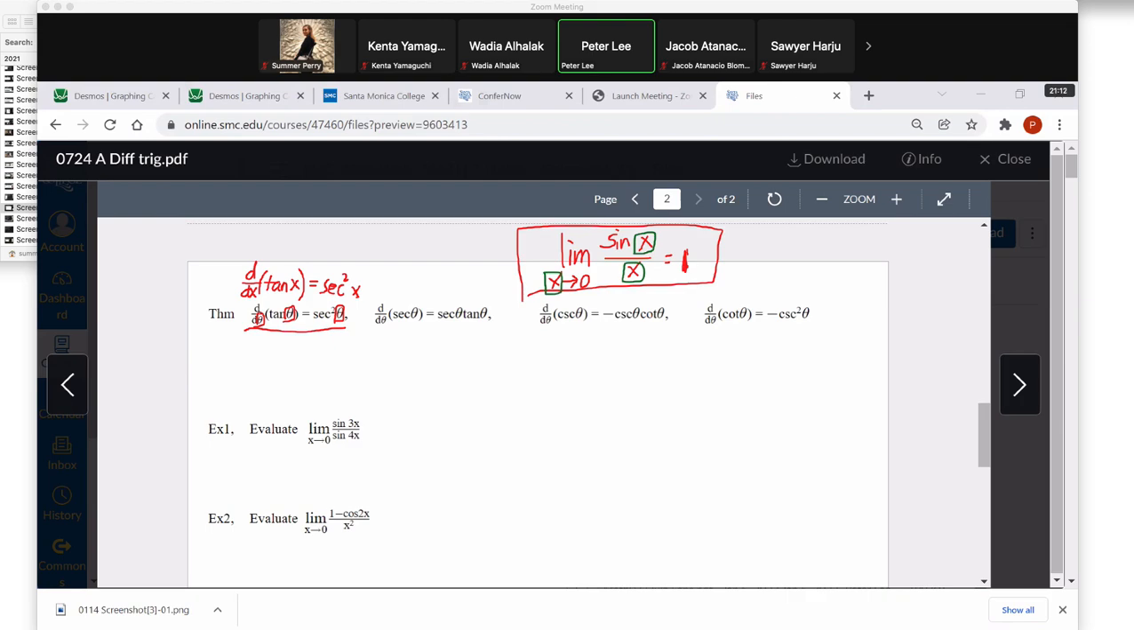It does not mean that if you have 0 over 0, it's 1. It's not that. If you look at example 1, 0 over 0, is that 1? No, that's not 1. So you have to understand what these mathematical statements mean.